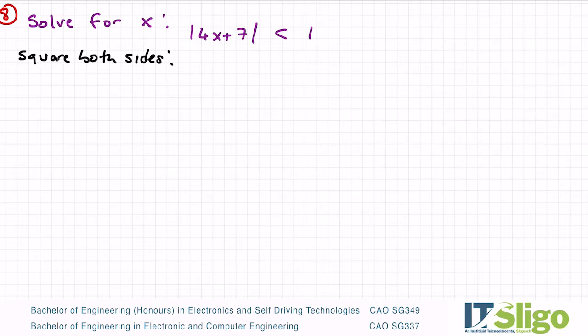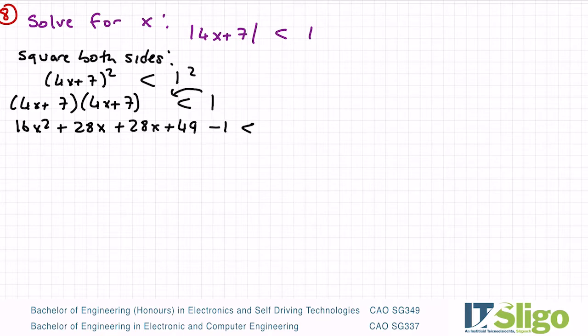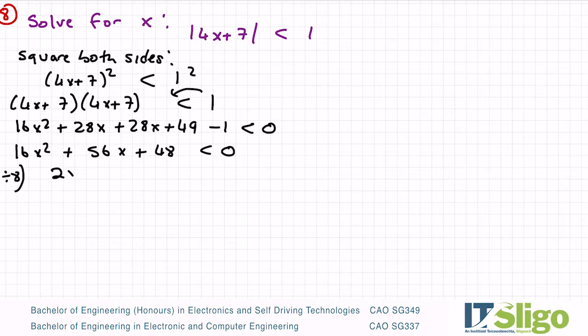So square both sides. So I have 4x plus 7 squared being less than 1 squared, or 4x plus 7 by 4x plus 7 being less than 1. So I get 16x squared plus 28x plus 28x plus 49. I'm going to bring him over. Minus 1 is less than 0. 16x squared plus 56x plus 48 is less than 0. Let's divide across by 8. So 2x squared plus 7x, 8 7s are 56, 8 6s are 48.